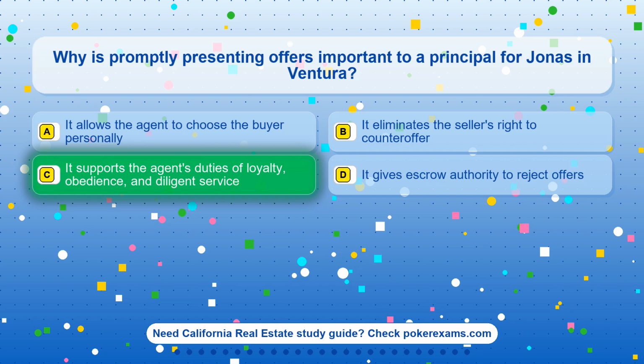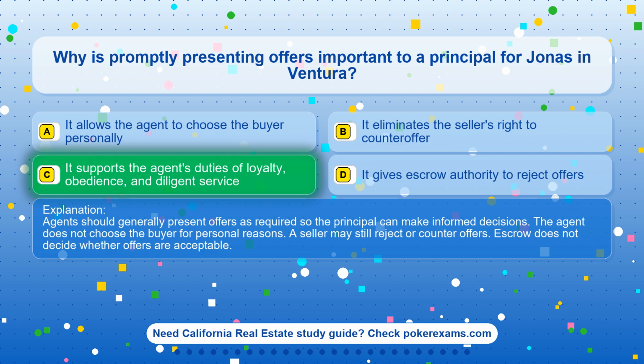The correct answer is option C. It supports the agent's duties of loyalty, obedience, and diligent service. Agents should generally present offers as required so the principal can make informed decisions. The agent does not choose the buyer for personal reasons. A seller may still reject or counter offers. Escrow does not decide whether offers are acceptable.